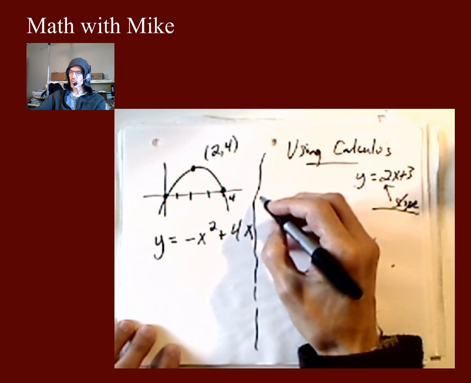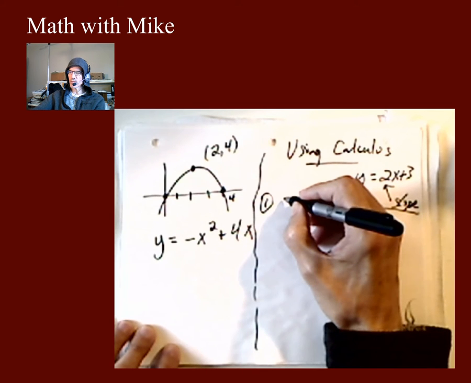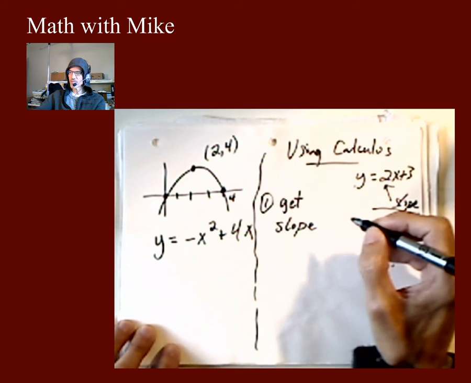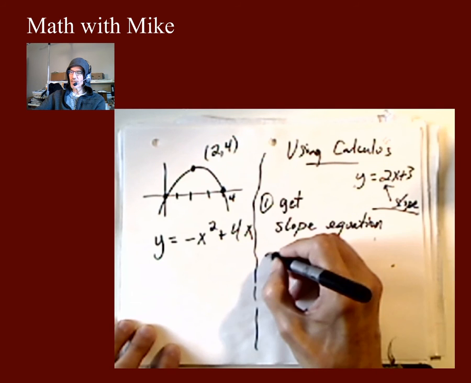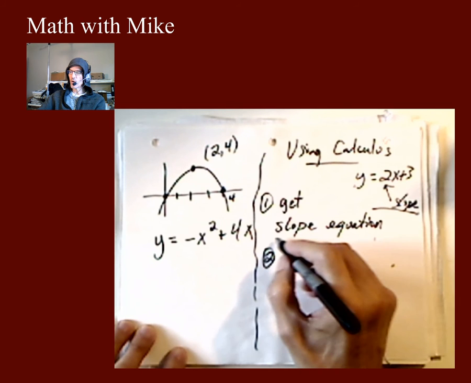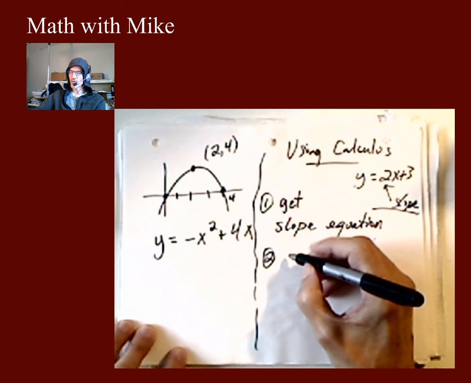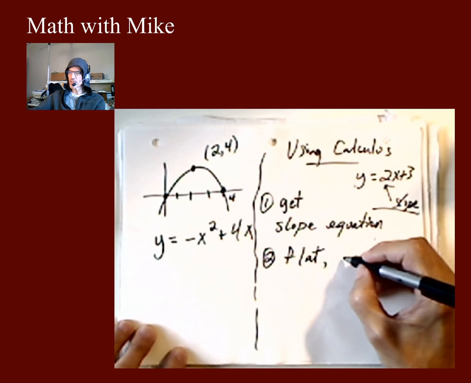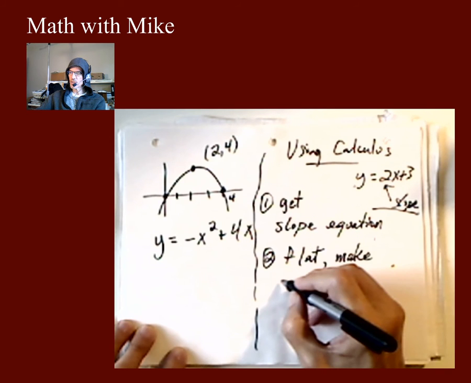We got to do 2 steps. With calculus, we got to do 1. We're going to find the slope equation first. Got to get the slope equation. And then once you have the slope equation, well, we want to know where the slope is 0. We want to know where the graph is flat. So flat, therefore, what that means is make the slope equation 0.